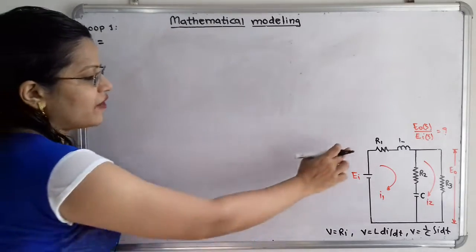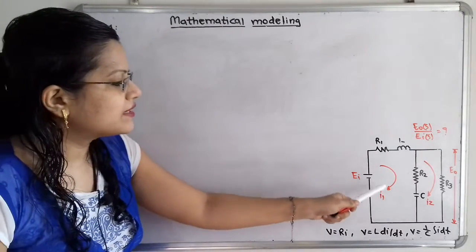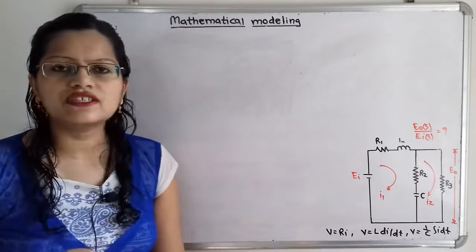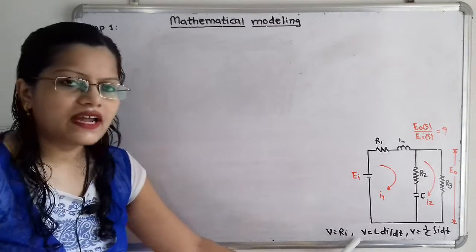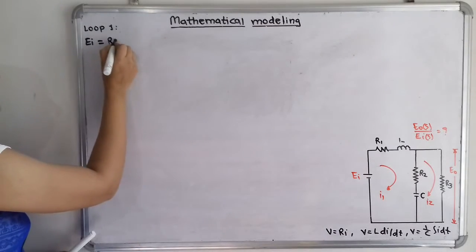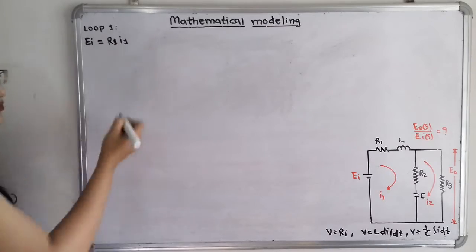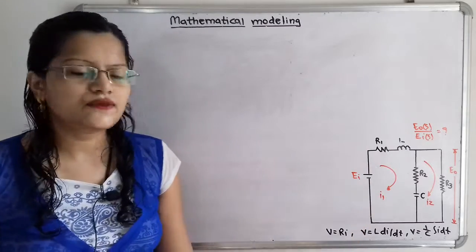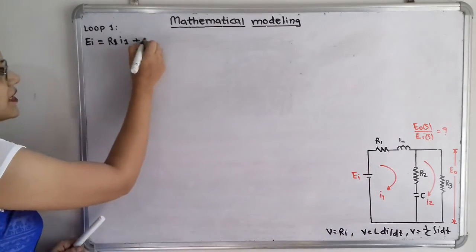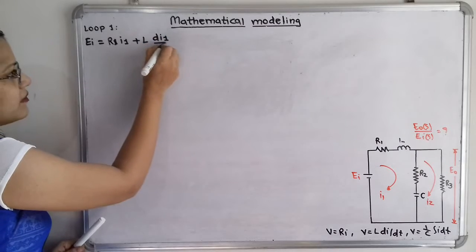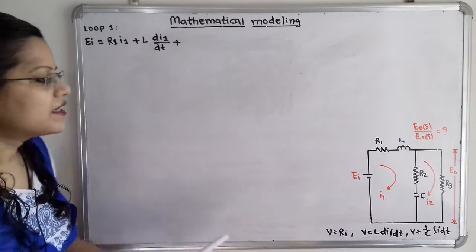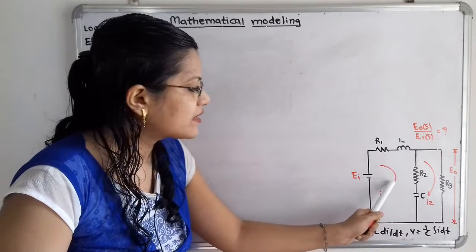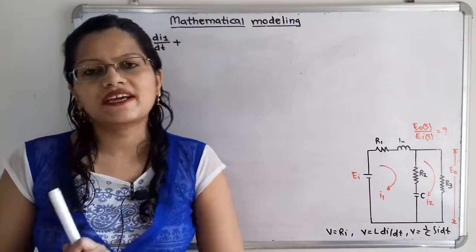Now I will take the first element R1. For this resistor R1, the current I1 is flowing. So how to write? R1 I1. Then I will write the inductor L, where the current I1 is flowing. So that is plus L di1 by dt, plus. Now I will take the next element, resistor R2. It is part of the currents I1 and I2, so I have to take the difference.